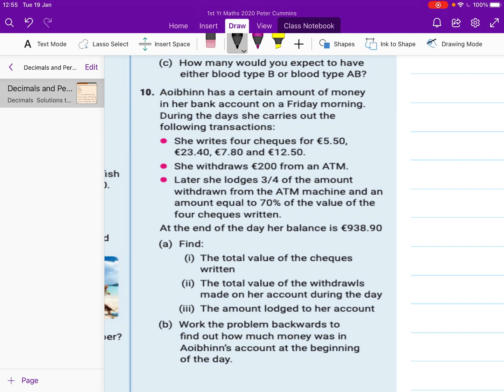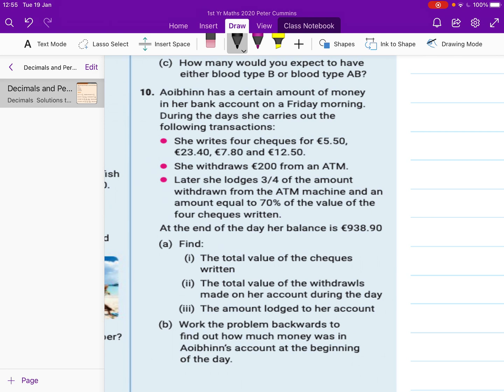So if I go on here and have a look, Avian has a certain amount of money in her bank account on a Friday morning. During the day, she carries out the following transactions. So she writes 4 checks, she withdraws 200, then she lodges some of it back. I'm not going to do it, I'm going to tell you how to do it. At the end of the day, her balance is 938.90.